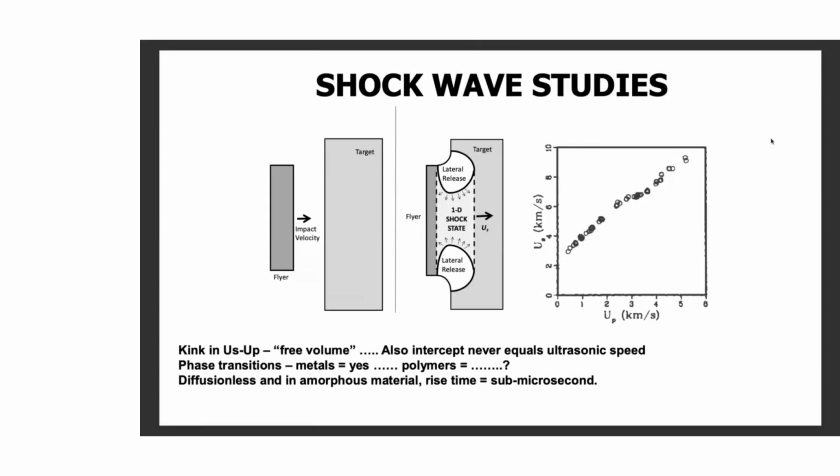It's often attributed to the free volume, so the gaps between the polymer chains. Although we also point out that the intercept when particle velocity equals 0 almost never equals the ultrasonic sound speed we've measured. There are other things going on. And we've got diffusionless amorphous material, and the rise time of these pulses is always sub-microseconds. So it's something more to do with the polymer structure, and maybe not to do with what we might attribute to free volume.